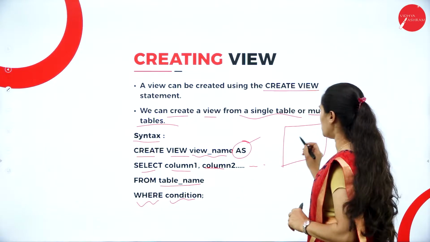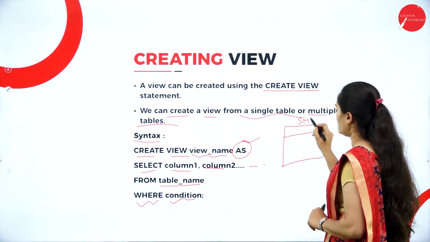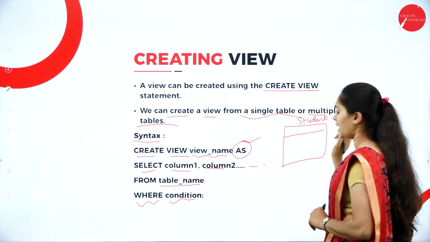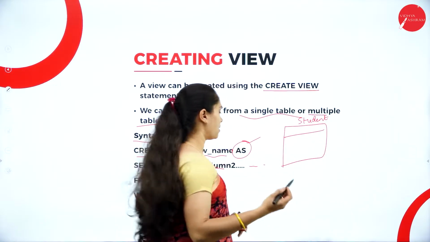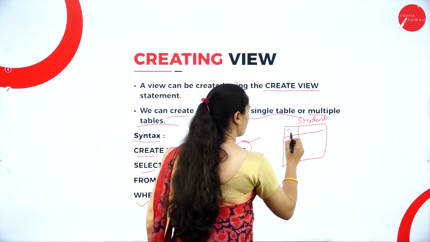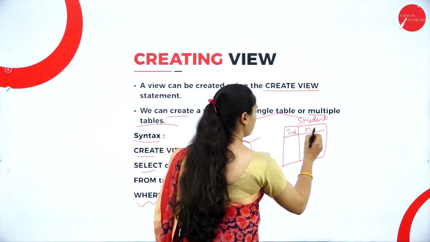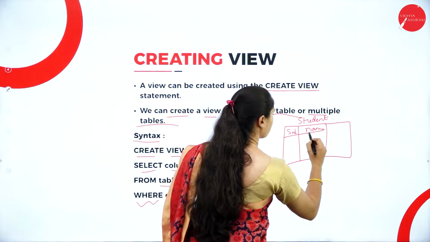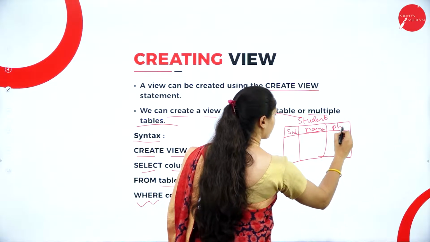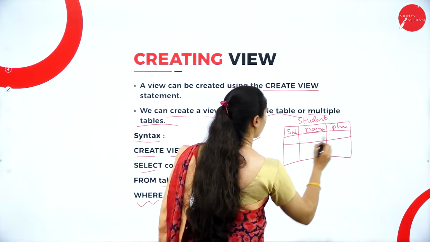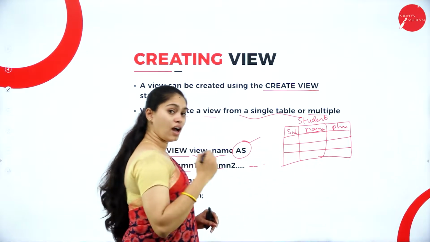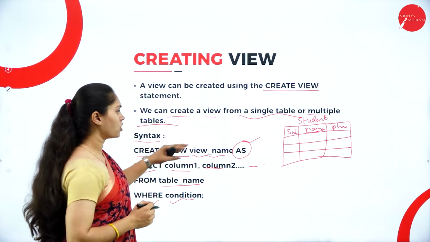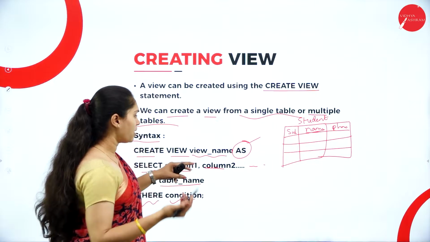Let me tell you one thing here. Let me consider the example. I have a table called student, and it comprises a student ID and a name, and it will also include phone number. Okay. So these are the fields we have in the student table. Now I wanted to create a view called S. Okay. How am I going to do that?